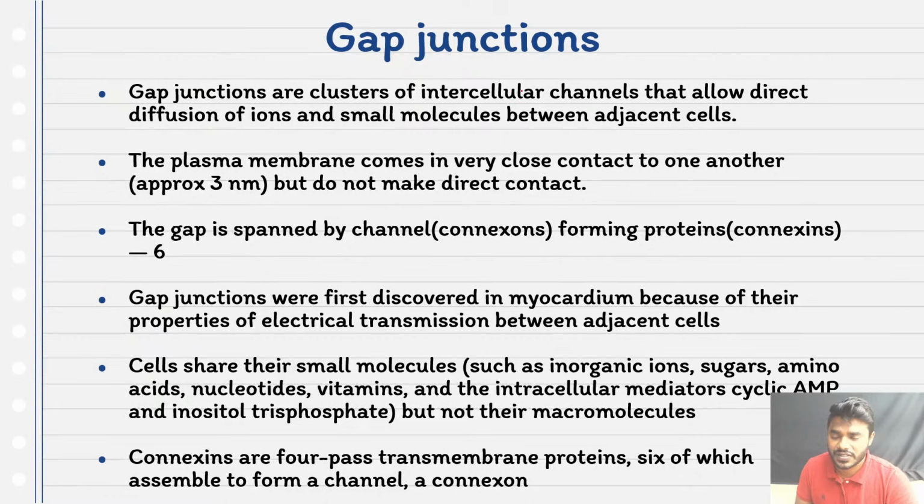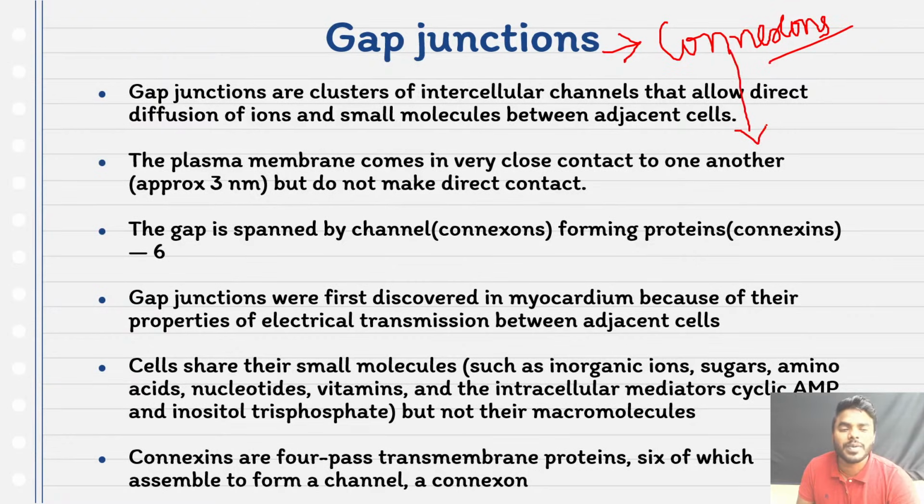Gap junctions. Once again, I am telling all of you, listen to me. A gap junction is made up of a polymeric protein. Do not get confused. The gap junction is made up of a polymeric protein called connexon. Connexon is the major protein of the gap junction. How will the connexon be formed?